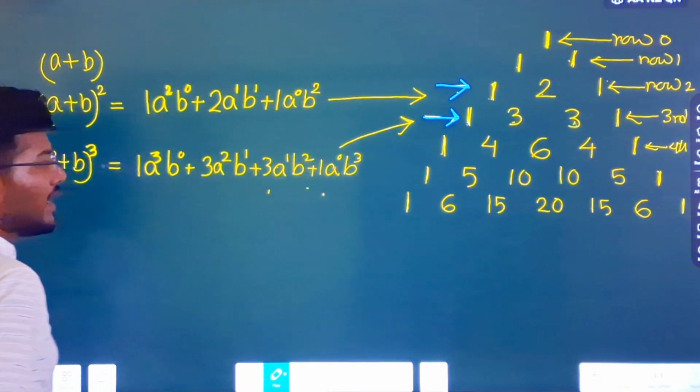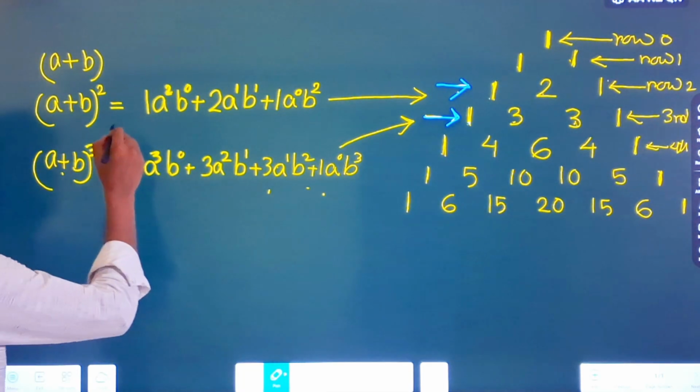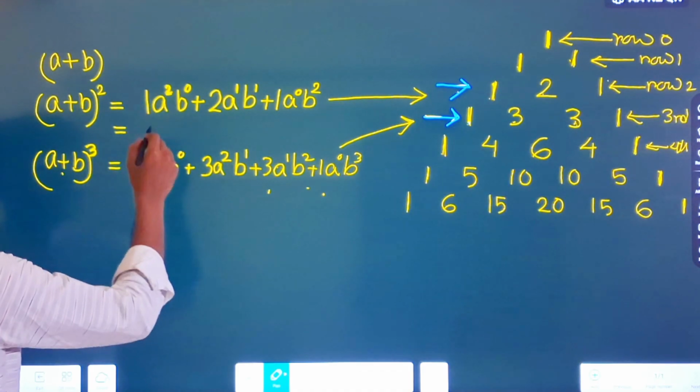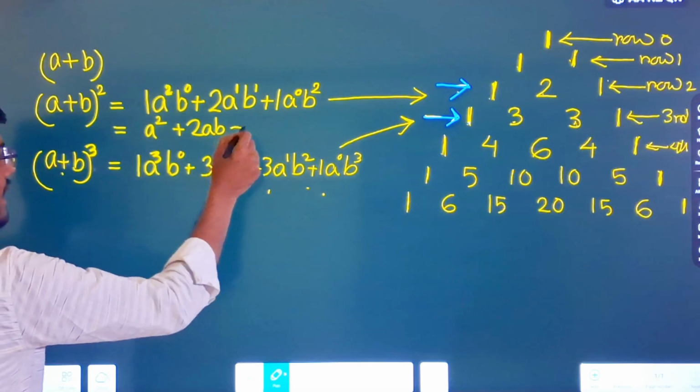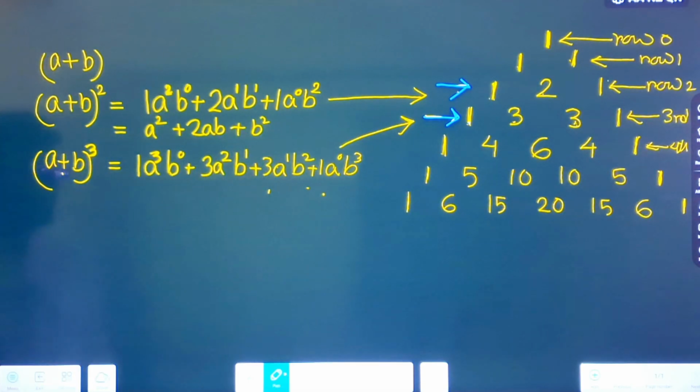So what is the formula? It is the formula. So if you simplify the formula of (a + b) whole square, what happened? It is a square, it is 2ab, and it is b square. Everyone, do you understand? Yes or no?